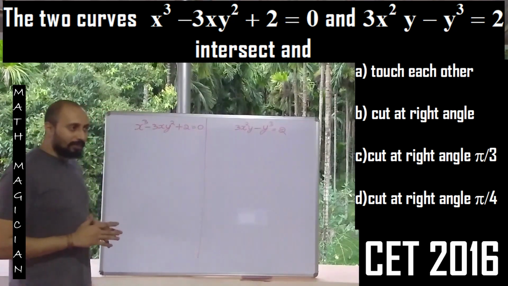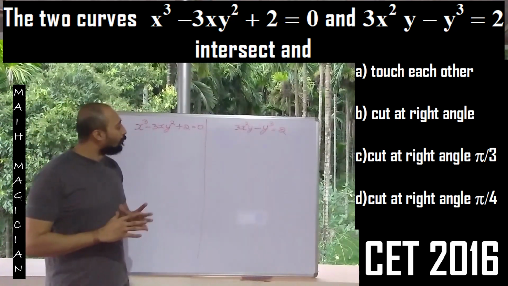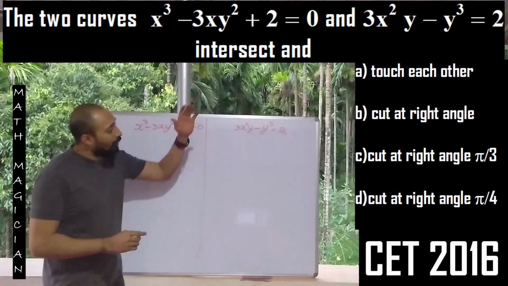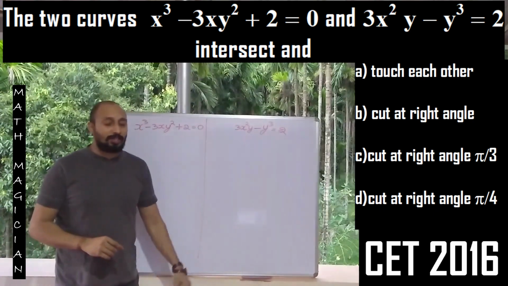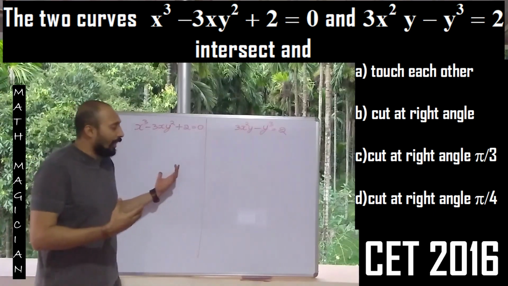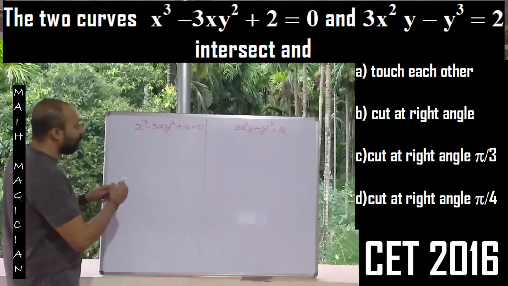What they have done is they have given two curves here, and they are saying it will intersect. With that they are asking what is the type of intersection, how it is intersecting. So the slope is the only way we can find out the relationship between these two. So let's find the slope of these two. And how do we find slope?